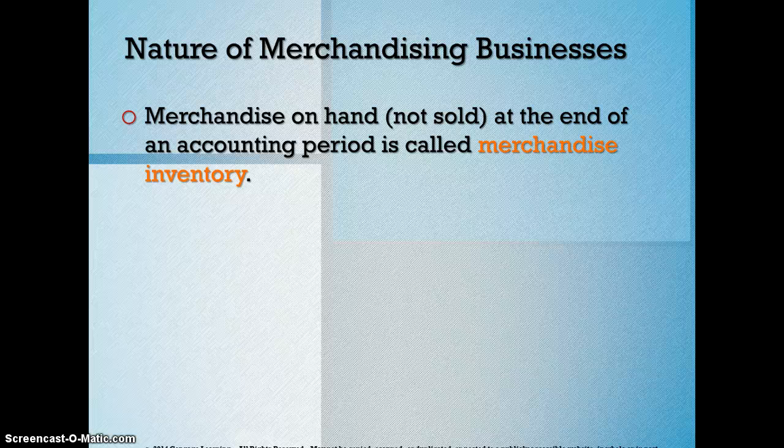Then any merchandise that we still have on hand at the end of the year that we have not sold is kept in our merchandise inventory account, and that would be found on our balance sheet because it's considered an asset. So any merchandise that has not been sold is considered an asset to the company.